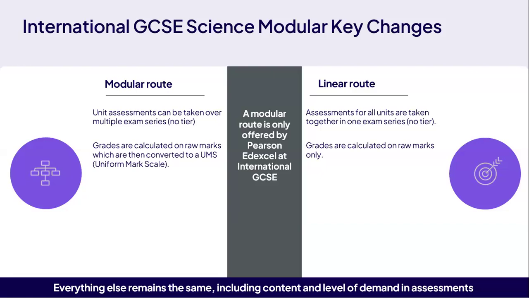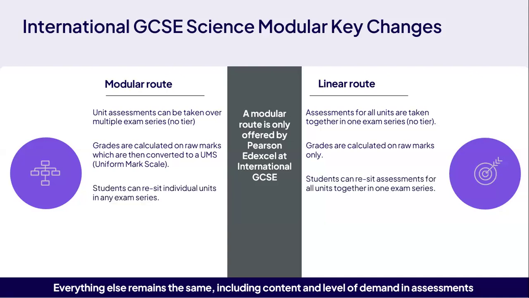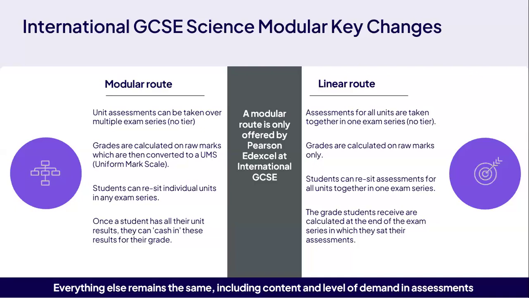The linear route, because everything has to be done in the same exam series, the grades are calculated on raw marks only. There's still the same overview of the marks, the same consistency, it's just a different way that they are presented. With the modular route, students can resit individual units in any exam series, whereas in the linear route, if they're not happy with their result and want to resit, they've got to resit all the units in one exam series. And for the modular route, once a student has all their unit results, they can cash in these results for their grade. Whereas the grade students receive for the linear route are calculated at the end of the exam series in which they sat their assessments.